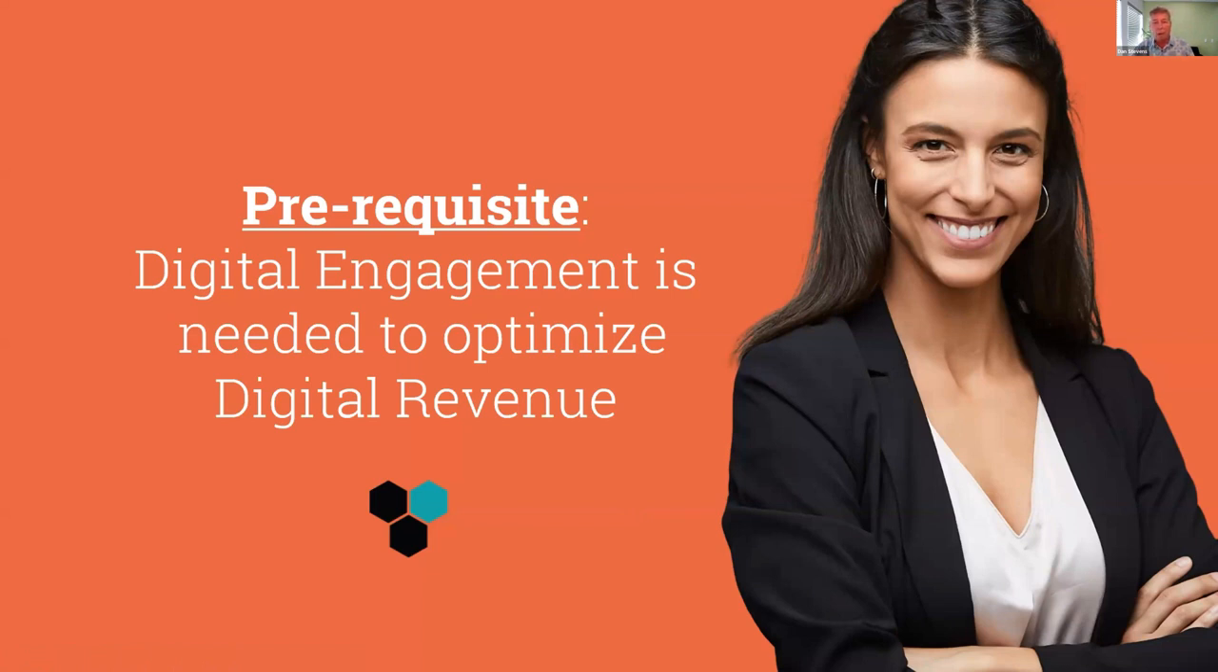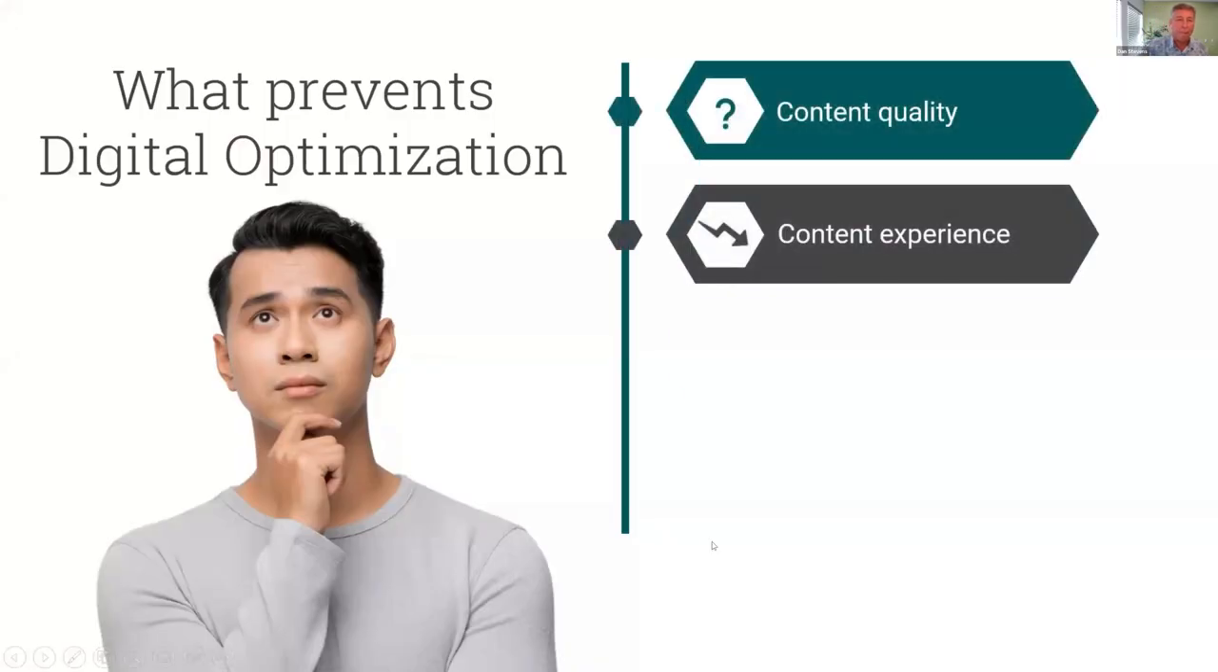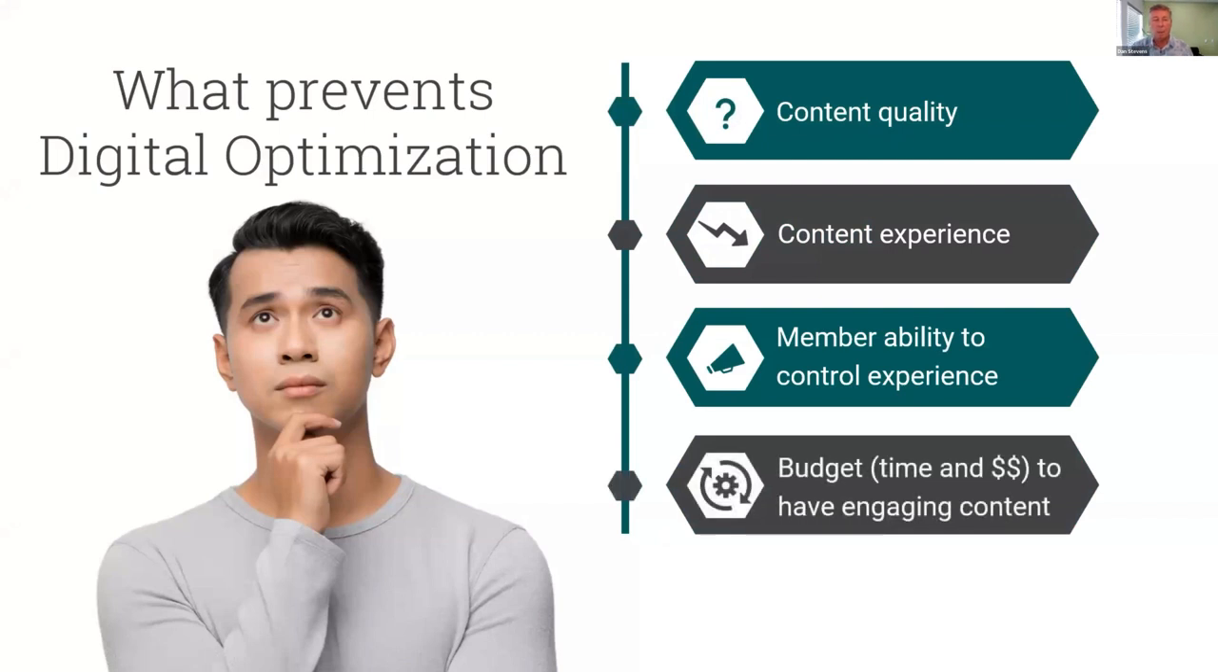And so how do you do that without funding high quality content? And so they've become kind of mutually exclusive, glued at the hips opportunities. But what prevents optimizing digital engagement? And there are four big ones.